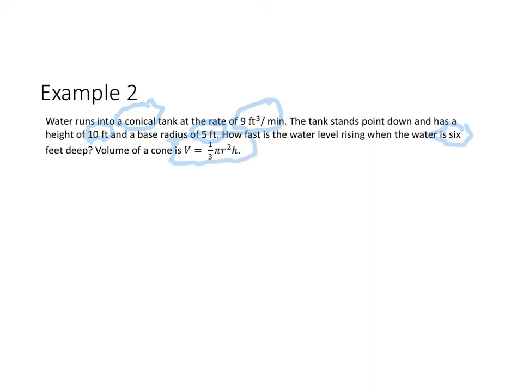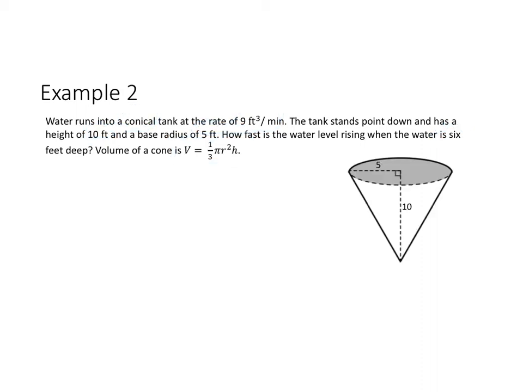Well, remember what the first step is in solving these types of problems. It is to draw a picture. So here's our conical tank, point down. The radius is 5, the height is 10. So what do we know? We know that the volume is increasing at the rate of 9 cubic feet per minute. That's how fast the water is coming into this tank. We want to know how fast the water level is rising. So we want to know dh/dt, height with respect to time, when the water is 6 feet deep.